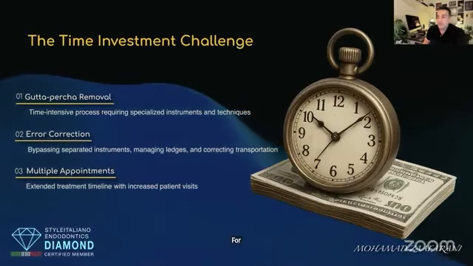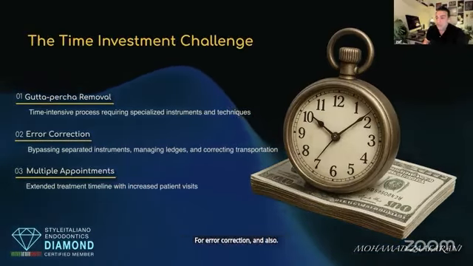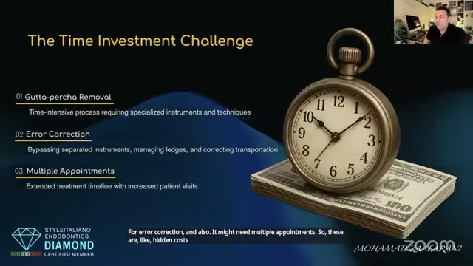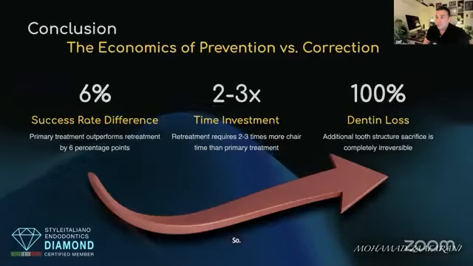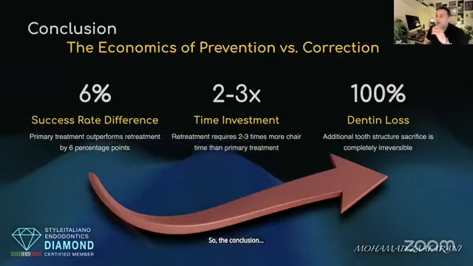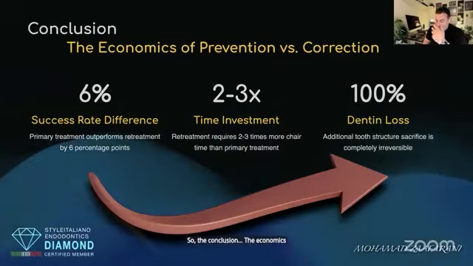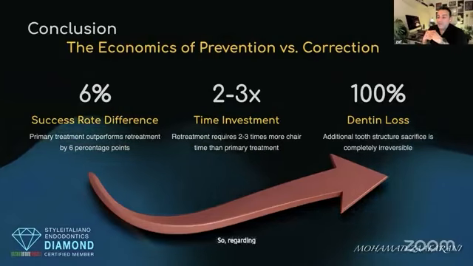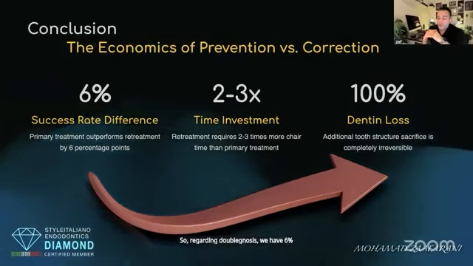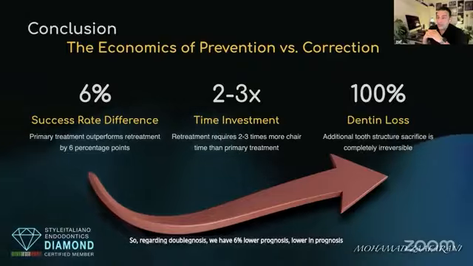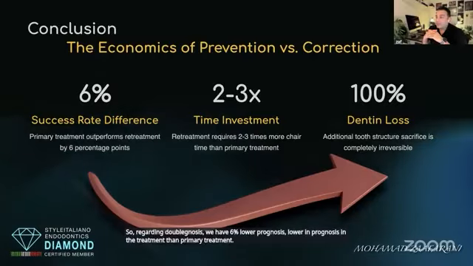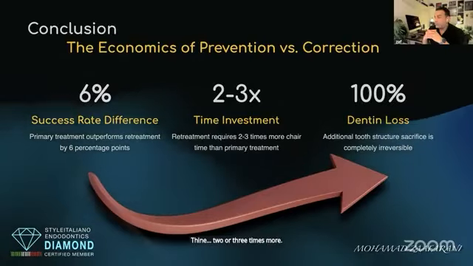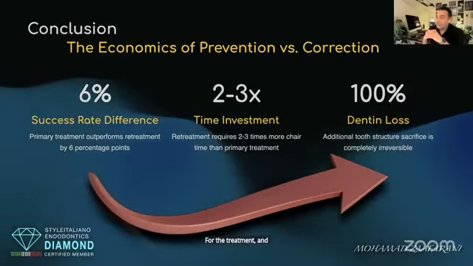And when it comes to time invested in retreatment, we have longer time for gutta percha removal, for error correction, and also it might need multiple appointments. So these are like hidden costs in retreatment. So the conclusion, the economics of prevention versus correction. Regarding the prognosis, we have 6% lower prognosis in retreatment than primary treatment. Time, 2 or 3 times more for the treatment, and 100% dentine loss.